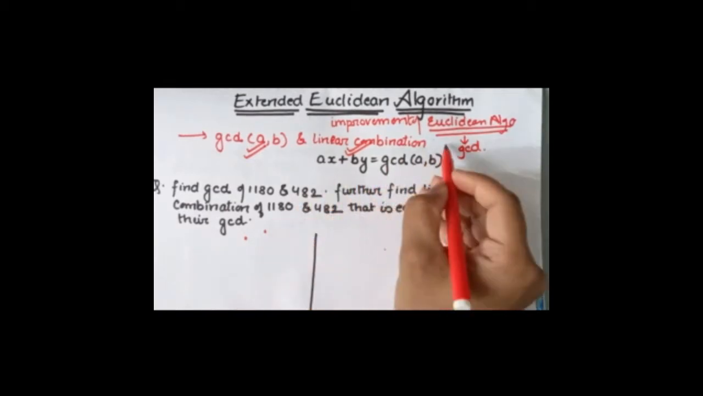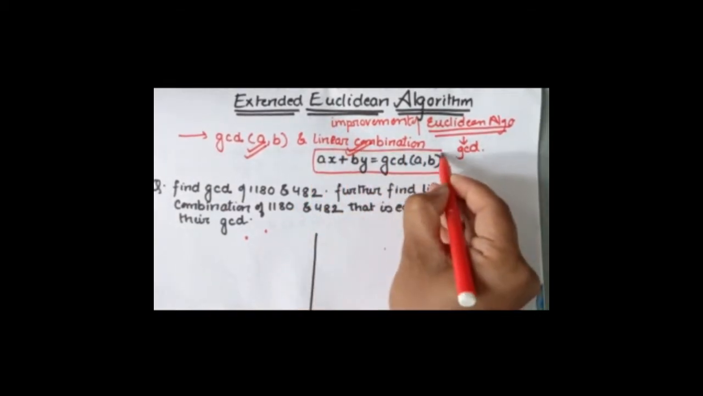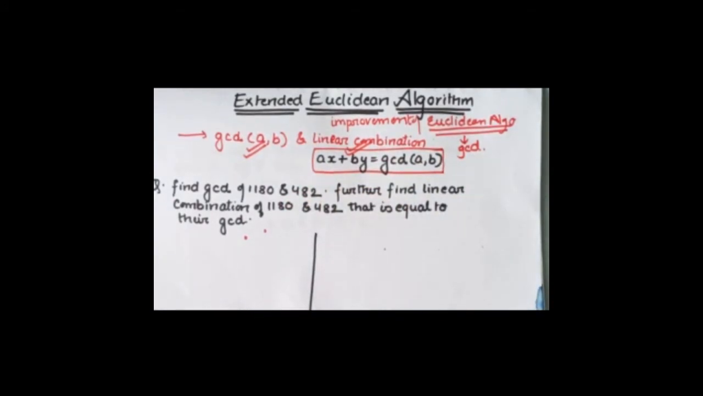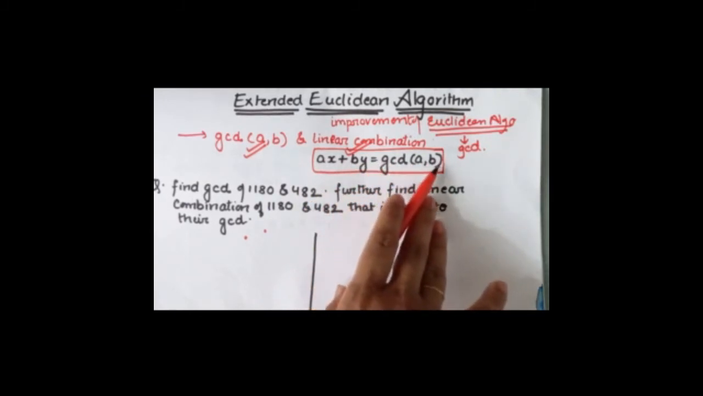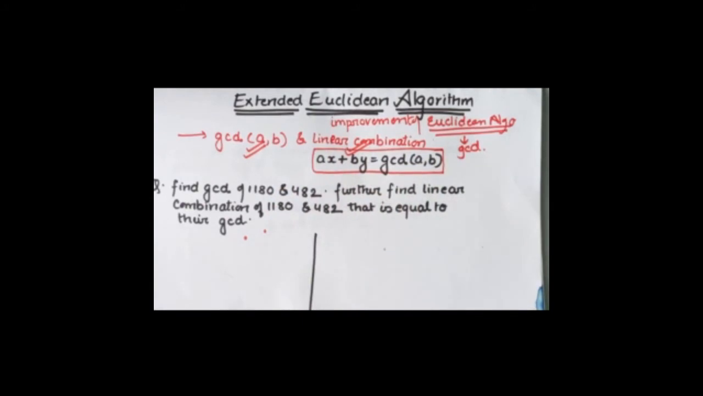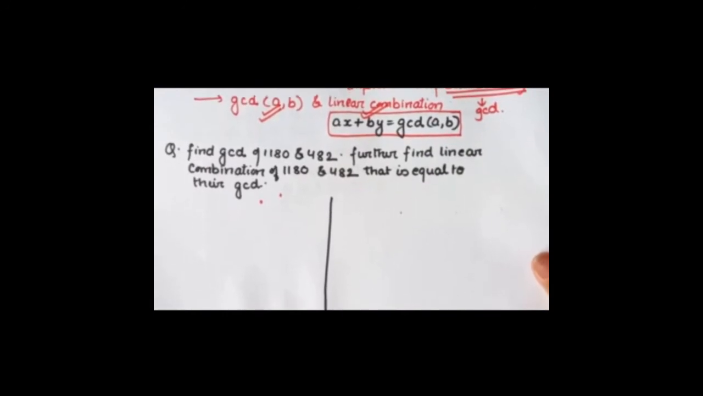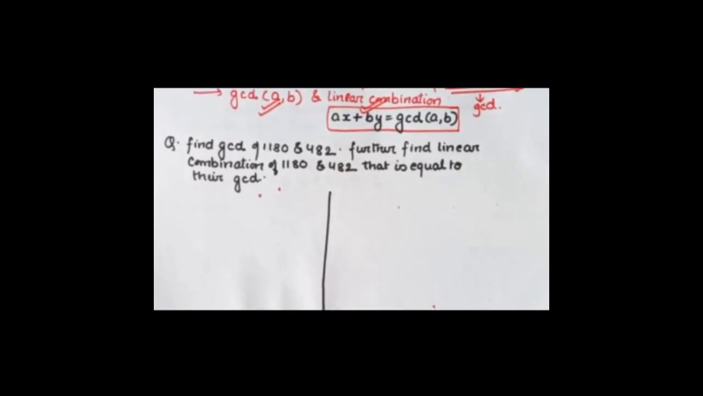As you can see here, there is an equation written that will help us in finding out the linear combination of two integers a and b, which is equivalent to GCD of a and b. So this is how you're going to find out the linear combination. Here I have taken up an example which will help you to understand how we will be using extended Euclidean algorithm. The question says find GCD of 1180 and 482. Further, find linear combination of 1180 and 482 that is equivalent to their GCD.